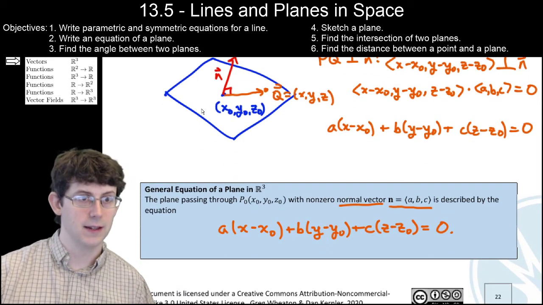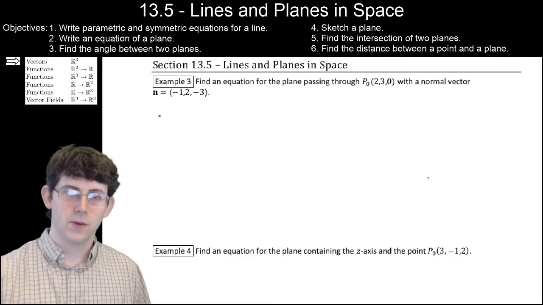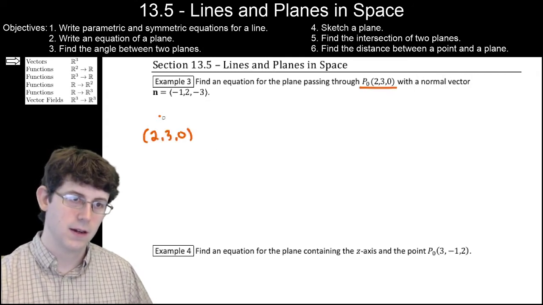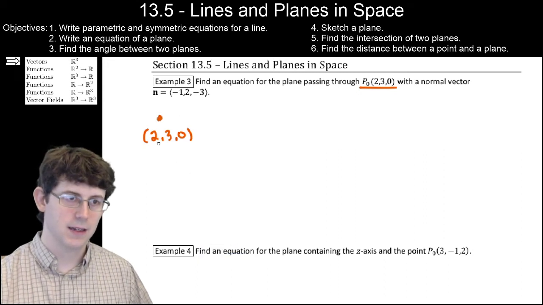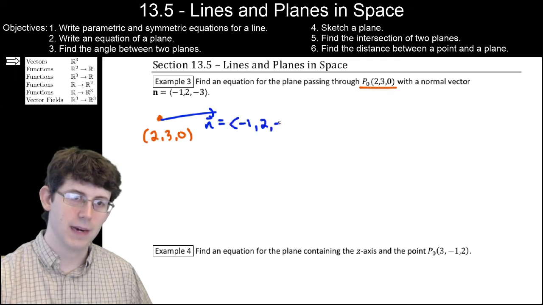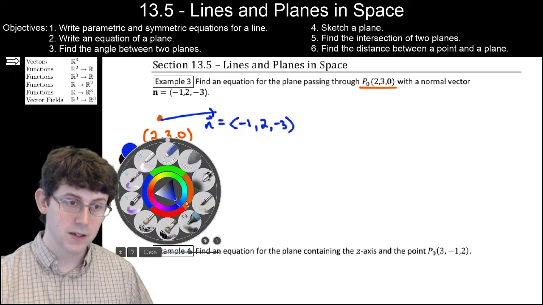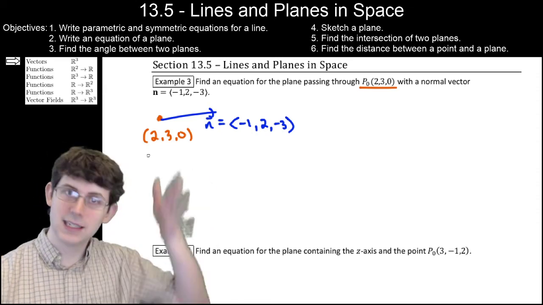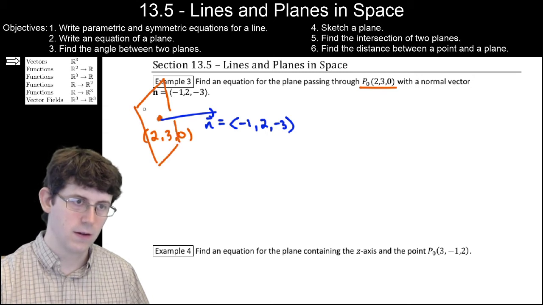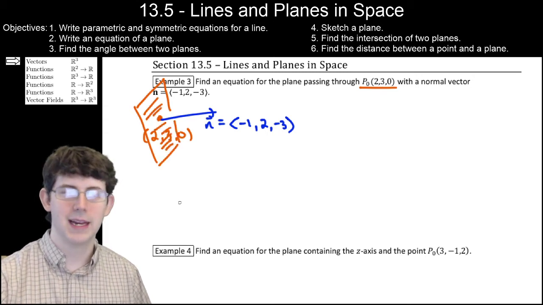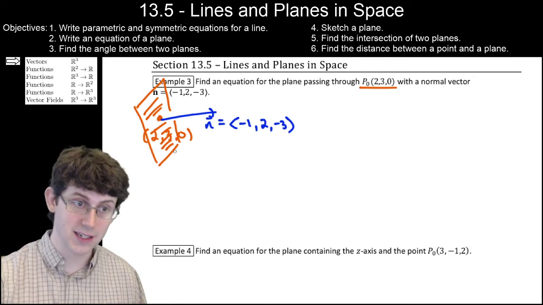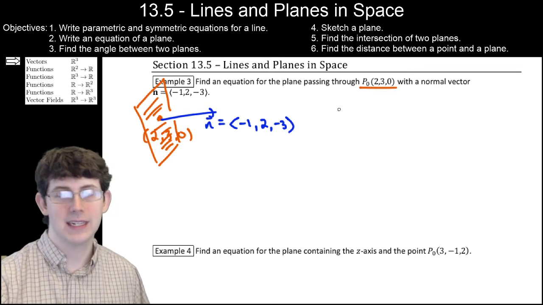Let's do some stuff with this. So we'll say, here's a point, 2, 3, 0. And here's a normal vector, -1, 2, -3. The plane should be everything that doesn't go in the normal vector direction. So, I don't know, this plane. And a plane has one equation. So what is an equation for that plane?